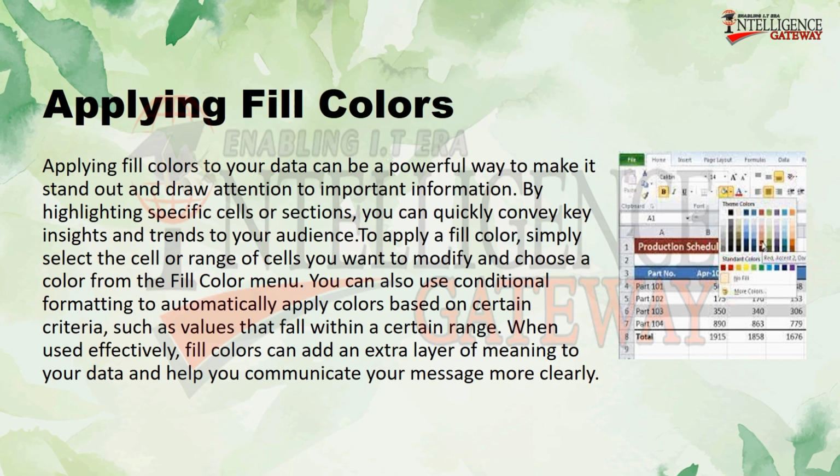Applying fill colors. Applying fill colors to your data can be a powerful way to make it stand out and draw attention to important information by highlighting specific cells or sections. You can quickly convey key insights and trends to your audience. To apply a fill color, simply select the cell or range of cells you want to modify and choose a color from the Fill Color menu. You can also use conditional formatting to automatically apply colors based on certain criteria, such as values that fall within a certain range. When used effectively, fill colors can add an extra layer of meaning to your data and help you communicate your message more clearly.